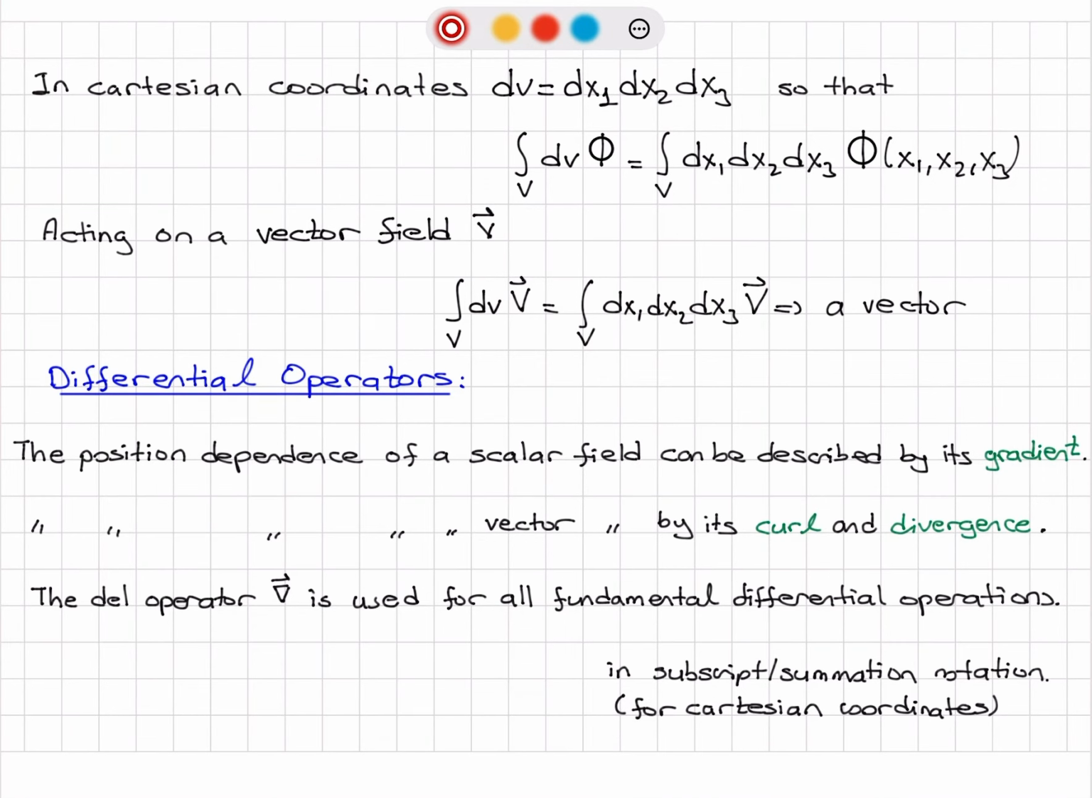Last time we talked about integral operators, and now we're going to start discussing differential operators. So we have two types of differential operators. The gradient operator tells us the position dependence of a scalar field. And we also have curl and divergence operators that act on a vector field and tell us the position dependence of the vector field. Now, in all of these operators, we use the del operator to describe the curl, divergence, and gradient, and it is the one used for all fundamental differential operations.